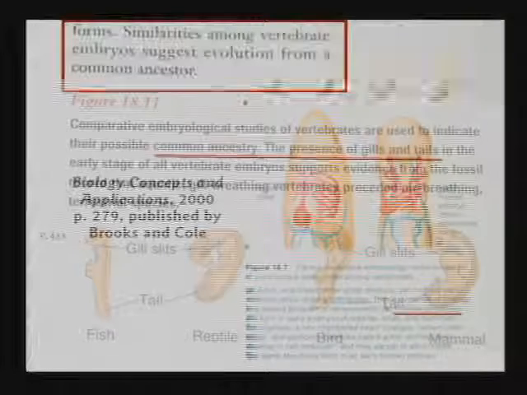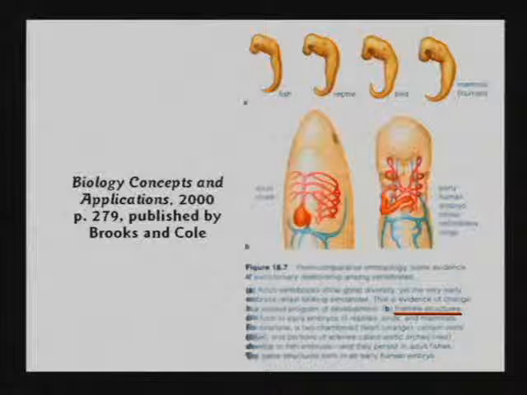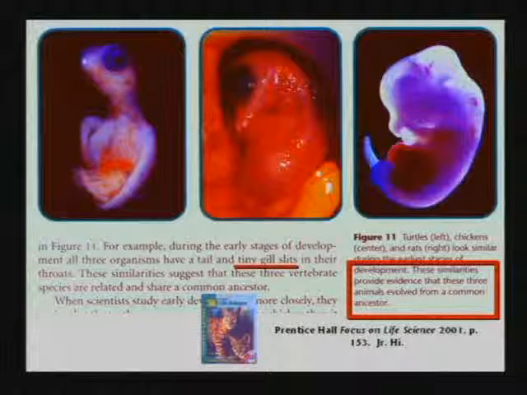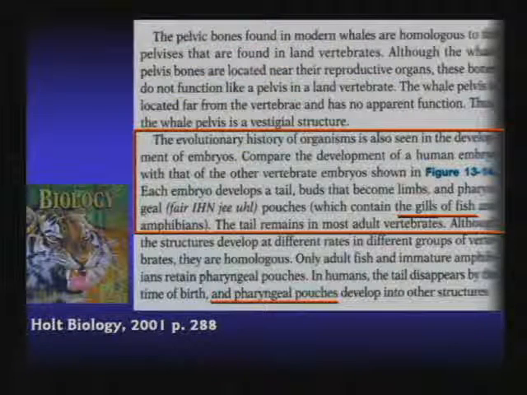Here's a 2000 textbook teaching biology is evidence for evolution from fish-like structures, okay? Here's a 2001 junior high textbook saying the similarities provide evidence that these three animals evolved from a common ancestor because of the tiny gill slits. Here's another 2001 biology textbook saying they have gill slits, proof for evolution. Another one, 2001, another page, says the gills of fish is evidence of evolution here.